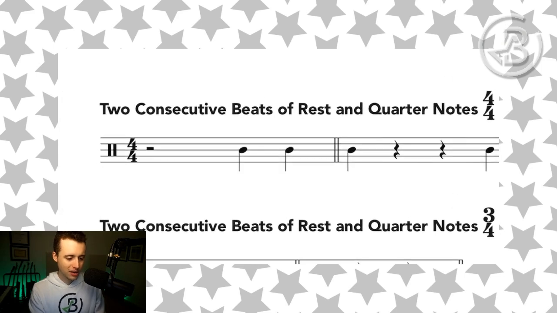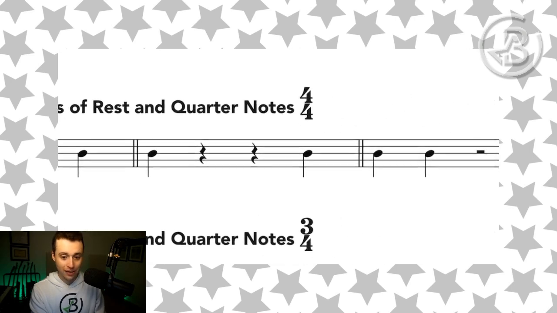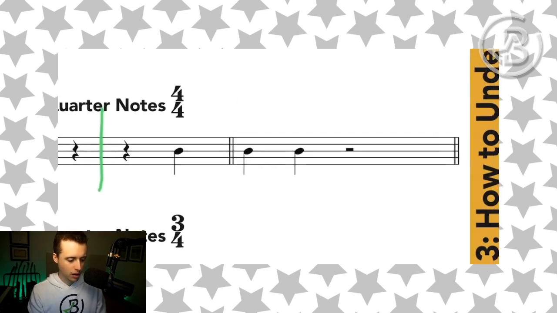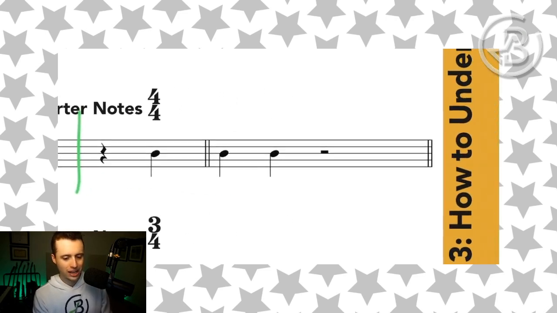Here's 2 consecutive beats of rest and quarter notes, which is very interesting. So we can have a half rest, 2 quarter notes. We're going to have a quarter note, quarter rest, quarter rest. Why can we not write a half rest there? Well, for 2 reasons. Number 1, we have our imaginary divide. And number 2, half rests cannot start on a weak beat. And in 4/4, beat 2 is weak. And then finally, we can have a half rest starting on beat 3.